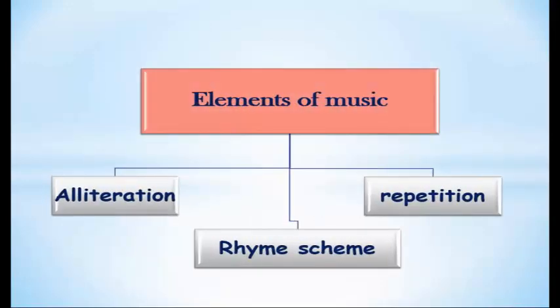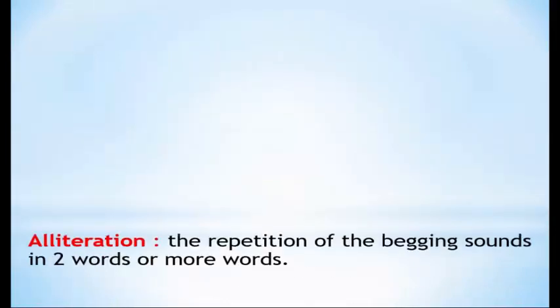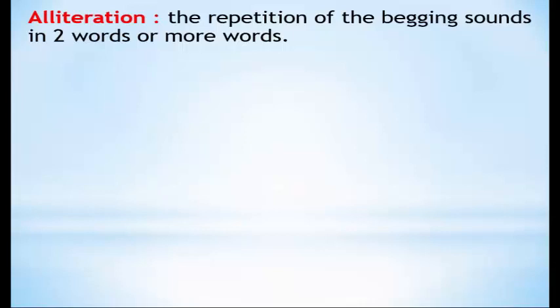Number 2, we are going to talk about elements of music, and they are totally different from figures of speech. We have alliteration, rhyme scheme, and repetition in the elements of music. Let's start with alliteration. Alliteration is the repetition of the beginning sounds in two words or more. For example, he sells seashells.